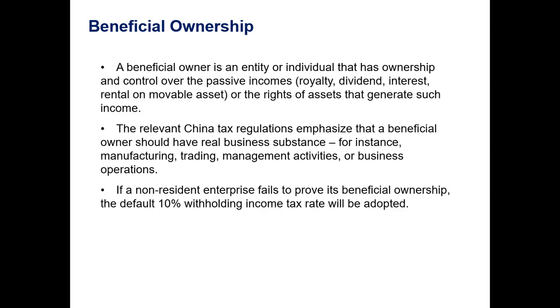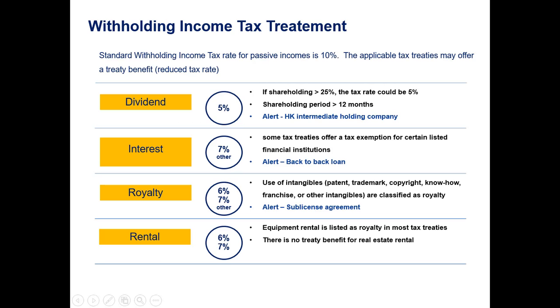So that's something you should know. From a tax perspective, setting up a Hong Kong intermediate holding company may not be workable in the practice of taxation. Similarly, for interest, some tax treaties offer a tax exemption for certain listed financial institutions or offer a reduced income tax rate, 7%. And also here is a case of back-to-back loan.